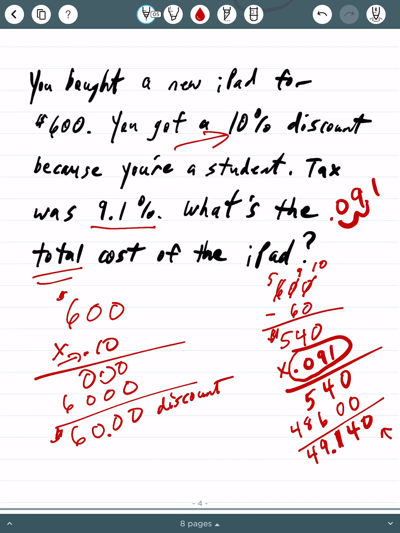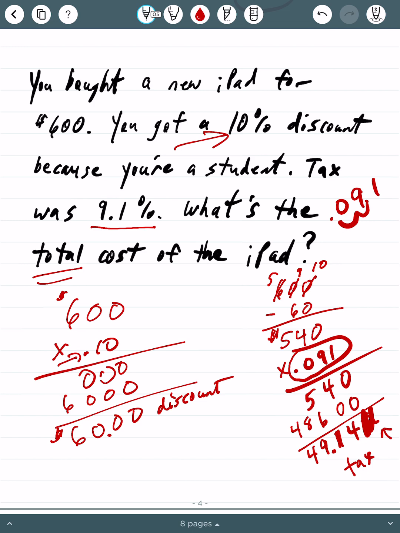Now, that is not how we write money, okay? So I'm just going to mark that off. I now see that this number is tax. That's not the cost of the iPad, $49. Lord, you've already said you spend $540 on it.